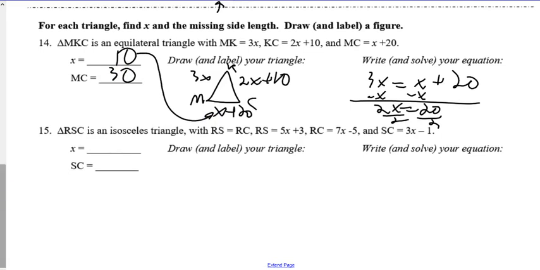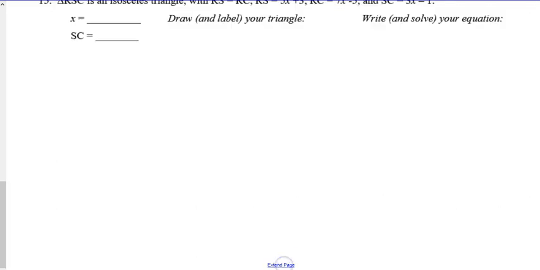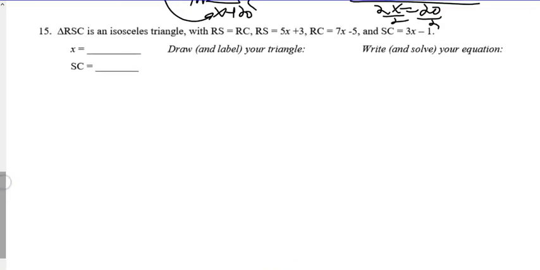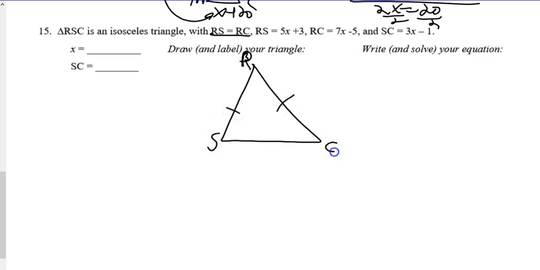All right, RSC is an isosceles triangle. It says nothing about the vertex angle. So we have to look and see which sides are the same. It says RS and RC are equal. So RS is equal to RC. Now RS is 5x plus 3. Doesn't matter because they're equal. But, just to be specific, RC is 7x minus 5.